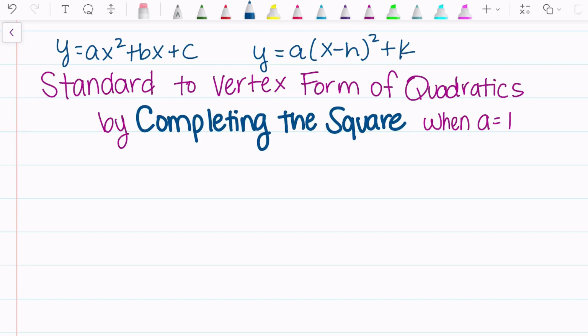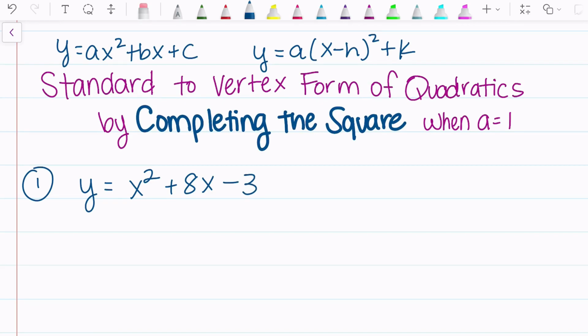And from vertex form, we can find the vertex. So that's why we want to change it to vertex form. So I am going to start with an example. Y is equal to x squared plus 8x minus 3.